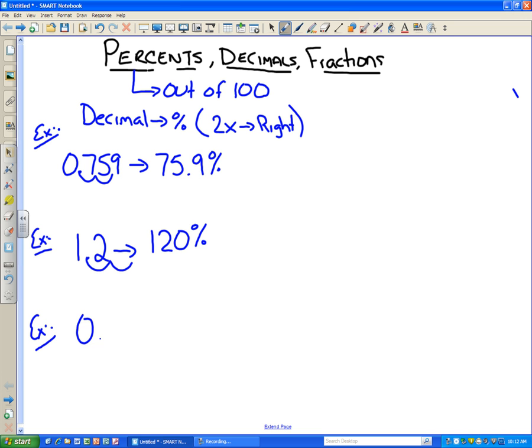The decimal 5/100ths. It's a really small decimal, so that tells me I'm going to get a really small percentage. So I move the decimal 2 spots to the right, so my percentage would be 5%.